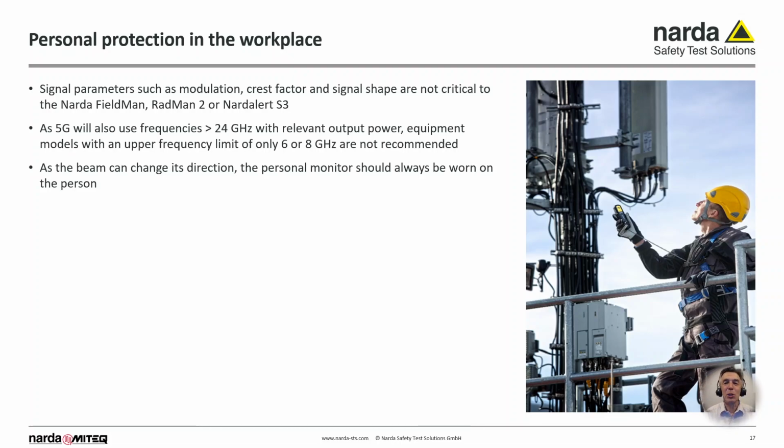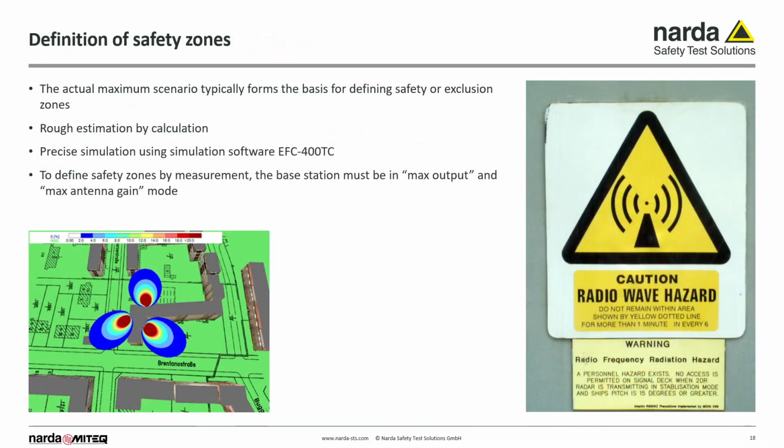And as the beam is changing its direction, you should have your personal monitor always worn on your body. Okay. If you want to define a safety zone, especially with beamforming antennas, this will become more difficult. Because just standing out and measuring does not really help as long as you are measuring the traffic information, because maybe there is no traffic and then the base station is not transmitting.